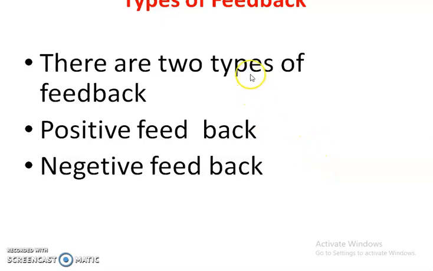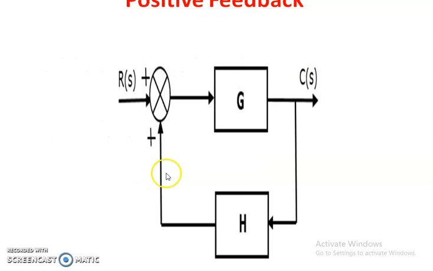Next, types of feedback. There are two types of feedback. One is positive feedback system. Next one is negative feedback system.